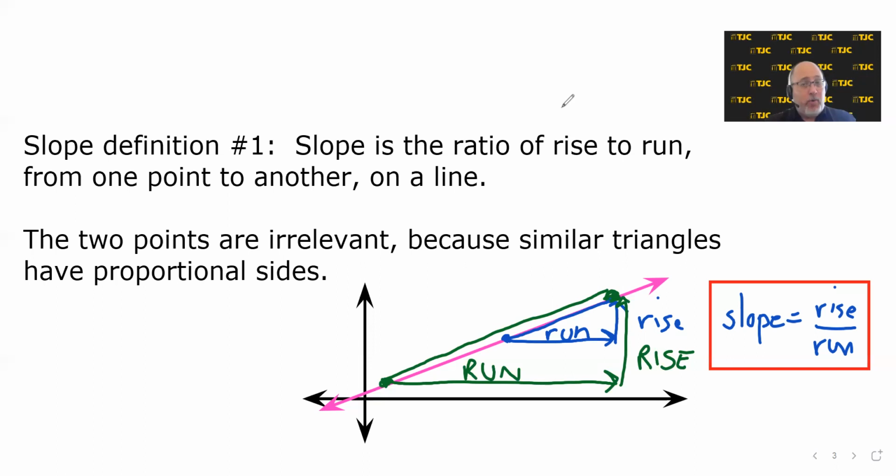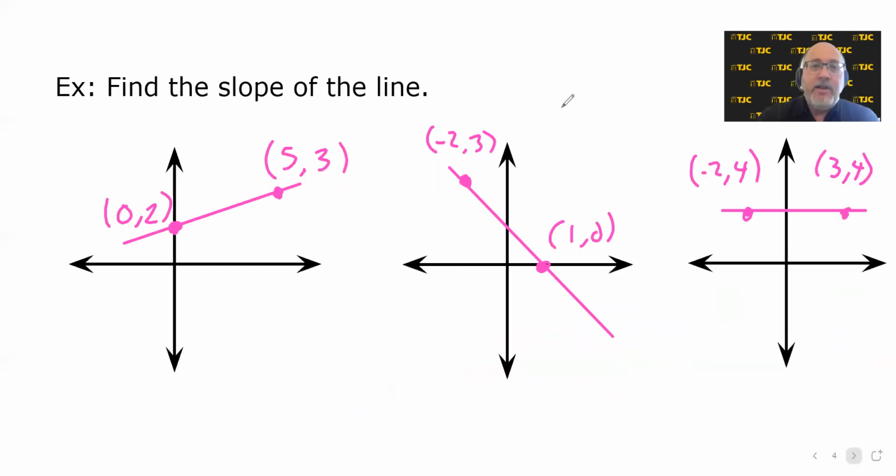So pick any 2 points, figure out the run, figure out the rise, compare rise to run, and then you have your slope. Let's take a look at a few examples. Now, before we say anything, which of these should have a slope of 0?